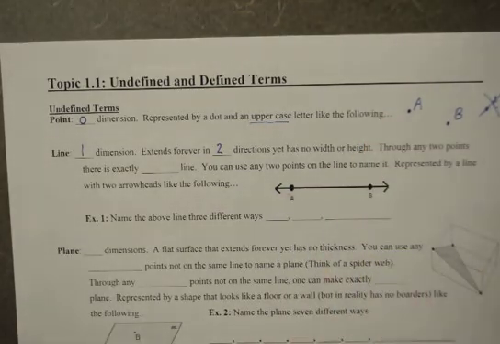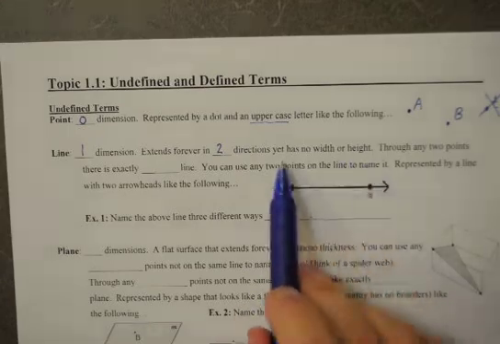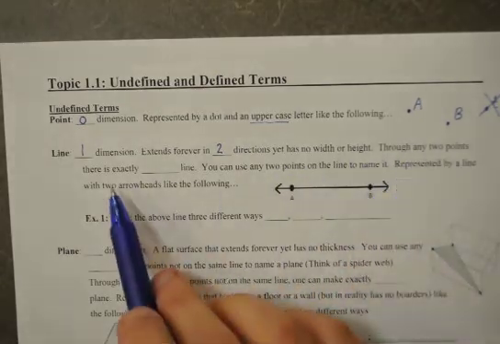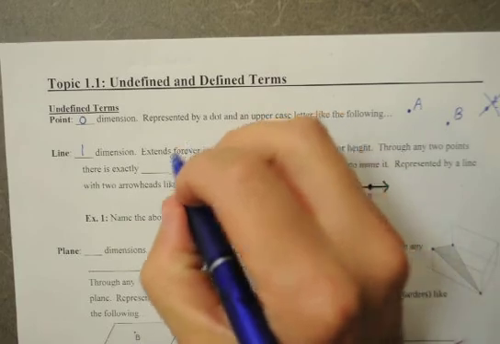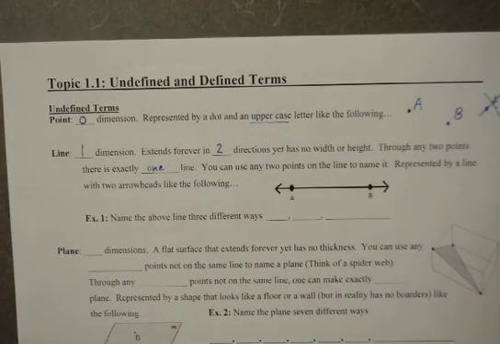So actually a line only exists in our heads. There's really no such thing as a line. The closest thing we can get to a line is kind of like a ray of light being shown, but that's more of a ray. All right, let's see here. Through any 2 points, there's exactly one line. You can take any 2 points in the universe and connect them with a line.